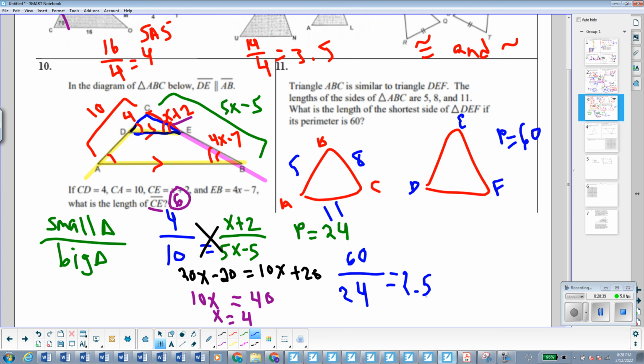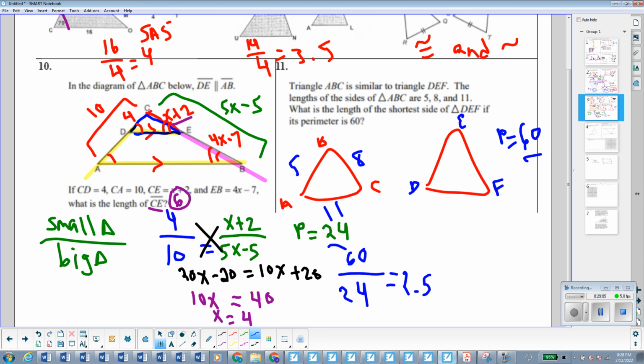So to get from a side of the smaller triangle to a side of the bigger triangle, we're going to be multiplying by 2.5. I can tell triangle ABC is the smaller triangle here because the perimeter is much smaller than the perimeter of triangle DEF. So that leads me to believe that triangle DEF is the bigger triangle, and bigger sides, if you add them together, would give you a bigger perimeter.